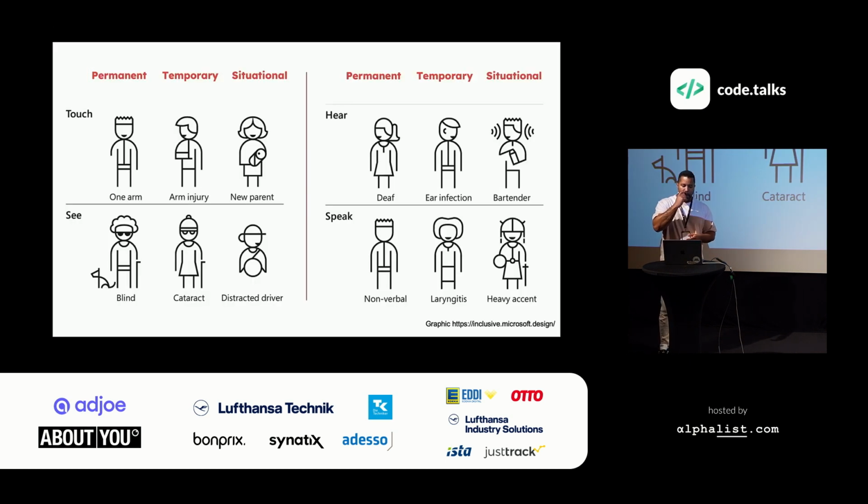To make this a little bit more understandable, I find this very illustrative from Microsoft. We can break it down in permanent, temporary, and situational. Imagine the example of touch. A person with one arm will have a similar obstacle trying to screw open a glass of pickles like a person with a cast or a person holding a baby. So an application that we can use with only one hand will be beneficial for all of them.